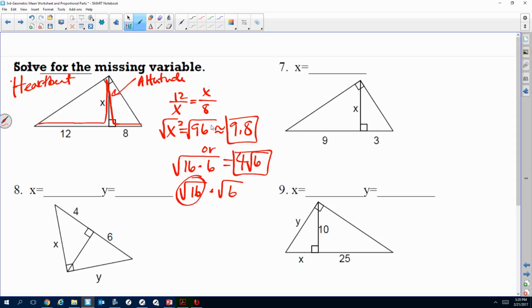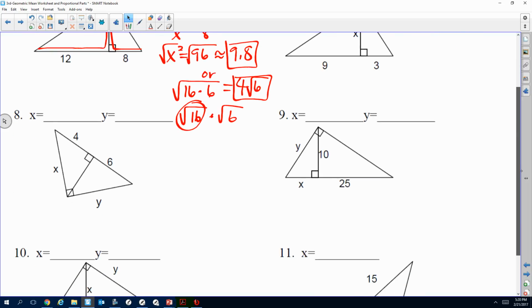Okay? So with that being said, and I will say again, look at notes, because this one might be an example we did. You are responsible for 7. Should be using heartbeat. I'm going to go on to number 8.